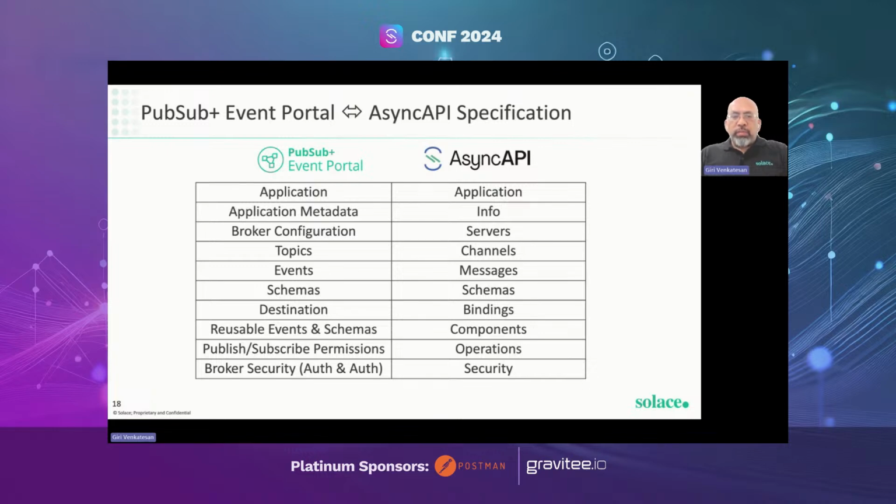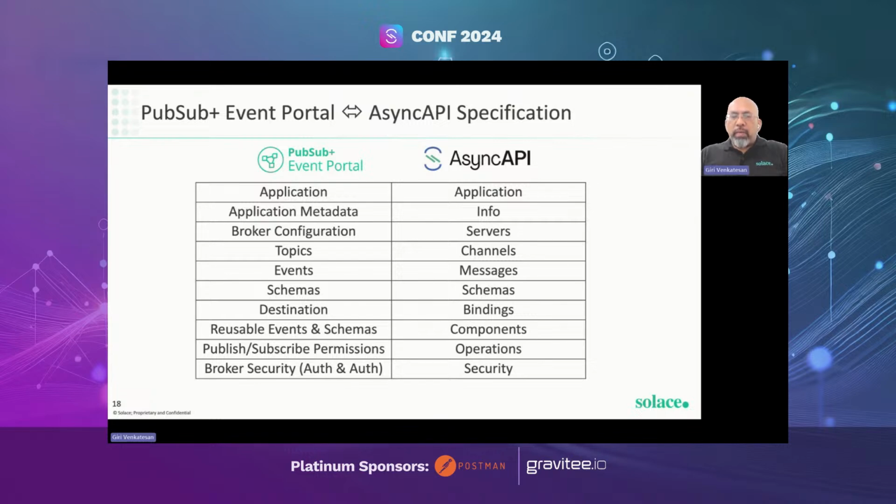Here's how the event portal's assets map to corresponding AsyncAPI elements. An application maps to application, a broker configuration in event portal maps to the servers element, topics map to channel, events map to messages, schemas to schemas, destination to binding. You see the full picture, right?